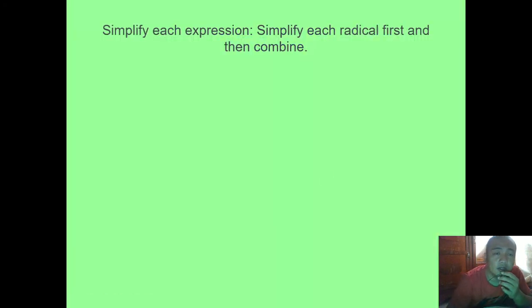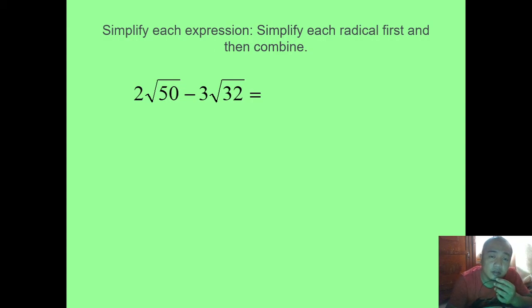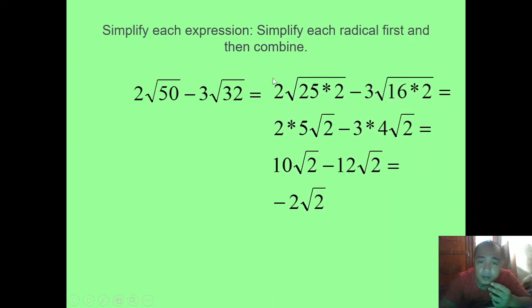Okay, now let's simplify each expression, simplify each radical first and then combine. How about this? Seemingly they are not like radicals, so we cannot just add or subtract the coefficients. But what if we simplify square root of 50 first by thinking of a perfect square factor and other factor? For square root of 50, 25 times 2. Yung 32, 16 times 2. What is the square root of 25? 5. Multiply mo ngayon siya sa 2. What is the square root of 16? 4. Multiply mo sa 3.